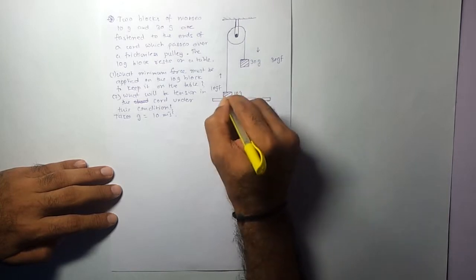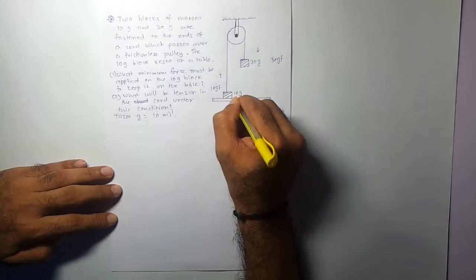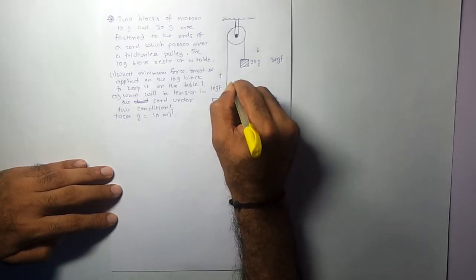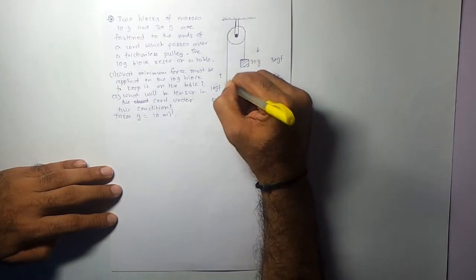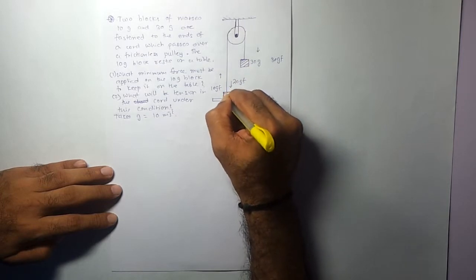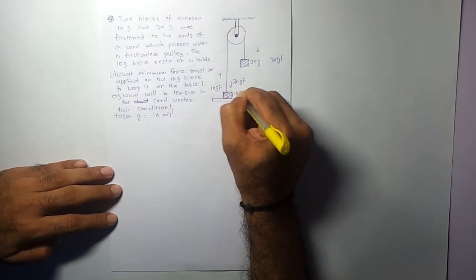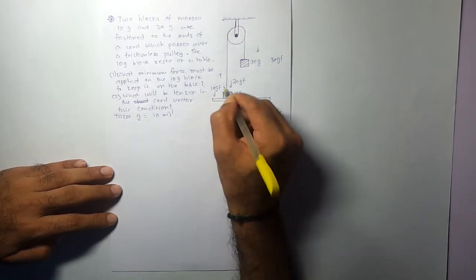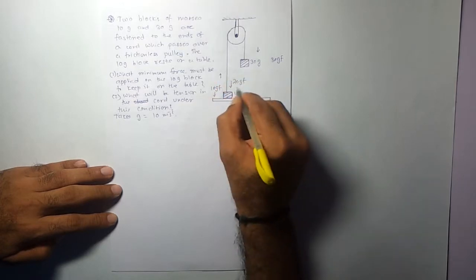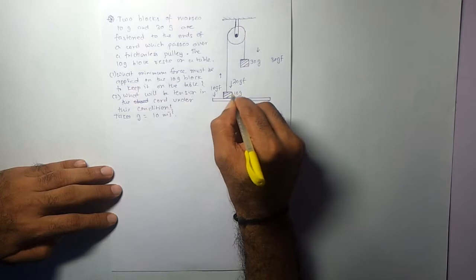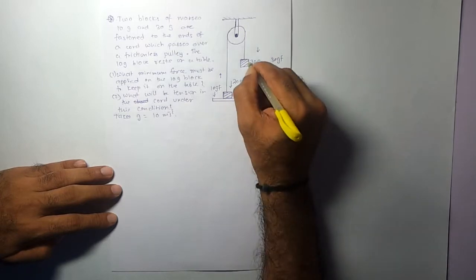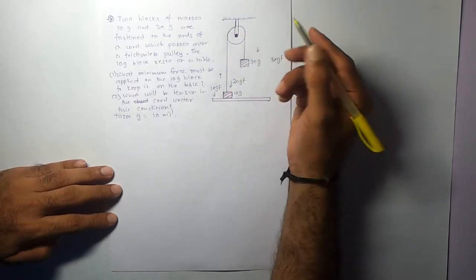So if I want to keep this down in contact with this table, I will have to apply a downward force of 20 GF, because 30 GF is trying to pull this up, whereas the weight of this is 10 GF, which is acting in the downward direction. And so I should add another 20 GF to this, so that the net force on this becomes 30 GF, and it overcomes this force which is trying to take it up. I hope that is clear.